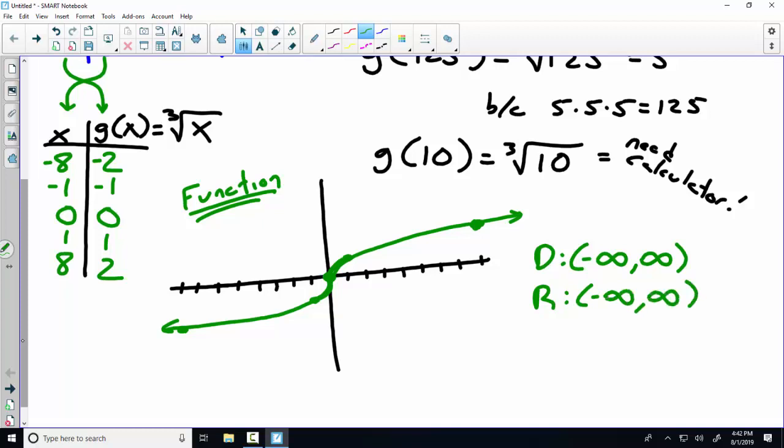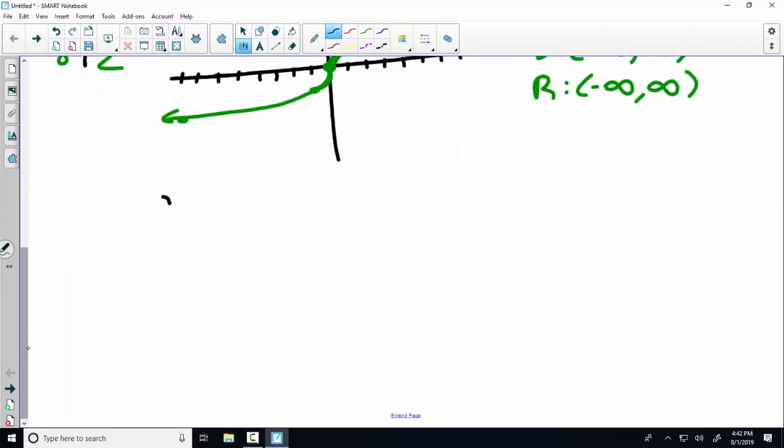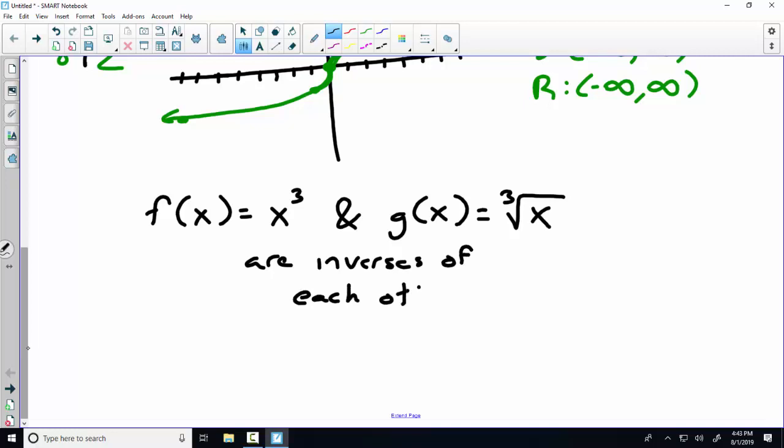If you're looking for a more precise way to describe the relationship between the x cubed function and the cube root of x function, we actually say that f of x equals x cubed and g of x equals cube root of x are inverses of each other. That's the key word. They're inverses of each other, or they are each other's inverse function. We'll learn more about that later.